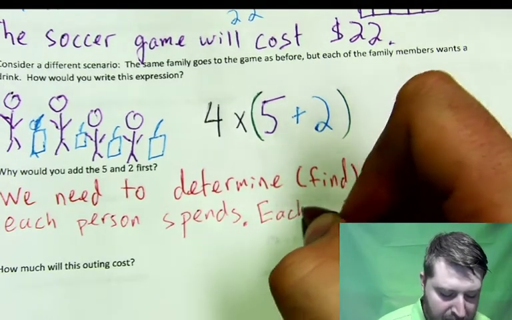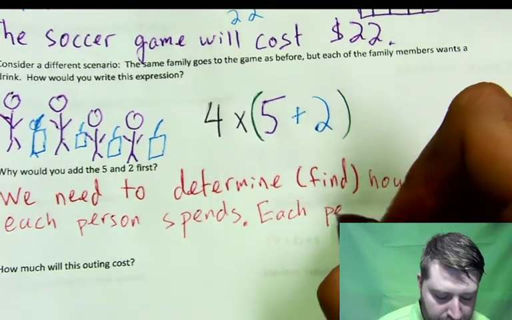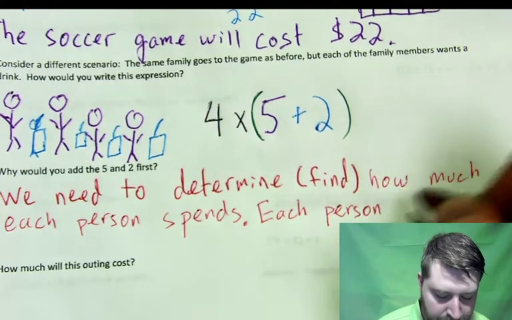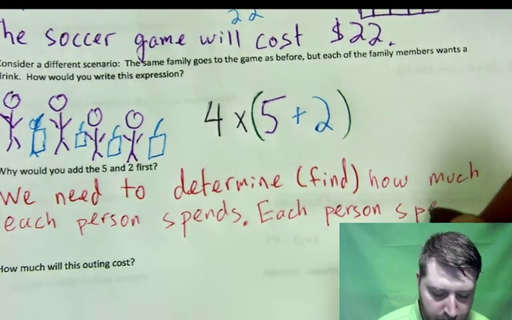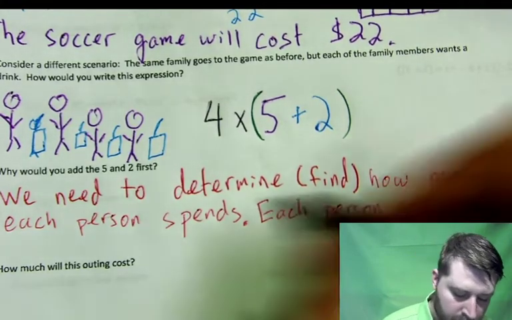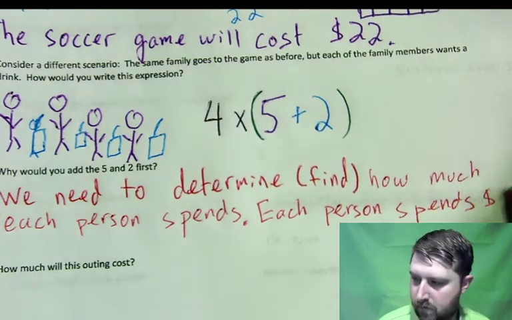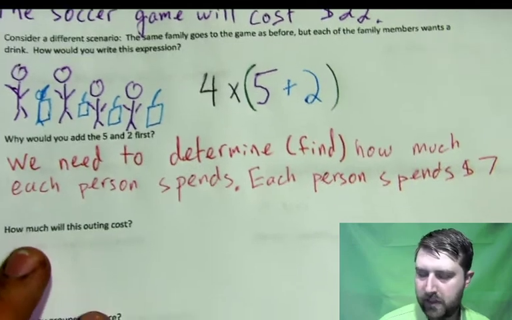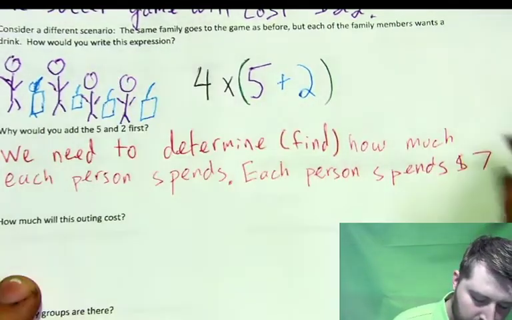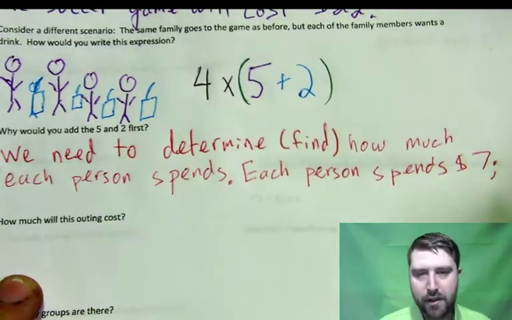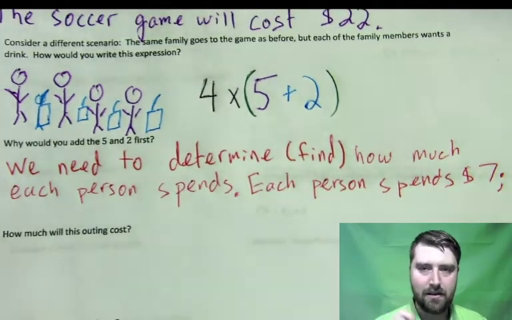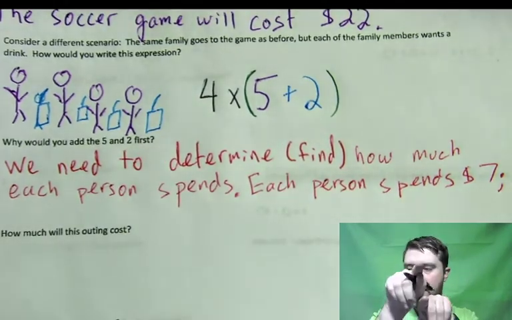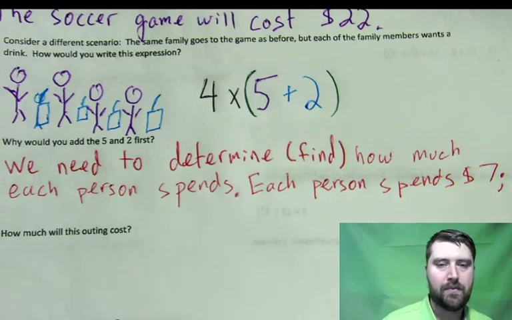How much does each person spend? Each person spends $7; semicolon, because we are super cool. That is a dot with a comma underneath. Looks like a colon, that's 2 dots. There's a dot with a comma underneath.